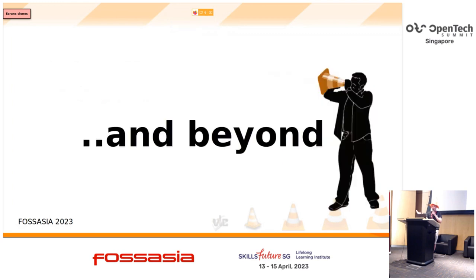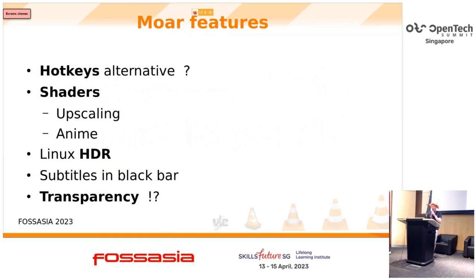And now, what's next? We will probably provide a way to have more standardized hotkeys. That's something people want. Also, we will provide some upscaling shaders. We are already working on super resolution, but also very specific shaders, for example for anime, which is quite popular. We need to fix HDR on Linux platforms; we are still waiting for a proper API. Probably move the subtitles into the black bar below the video for some platforms. That's another request. We also want to provide some transparency support, mostly for the video game engines that I mentioned before.